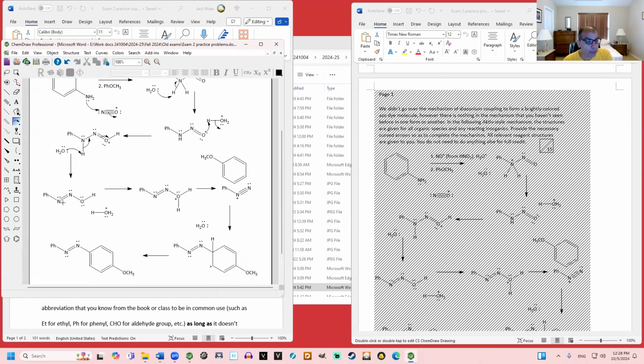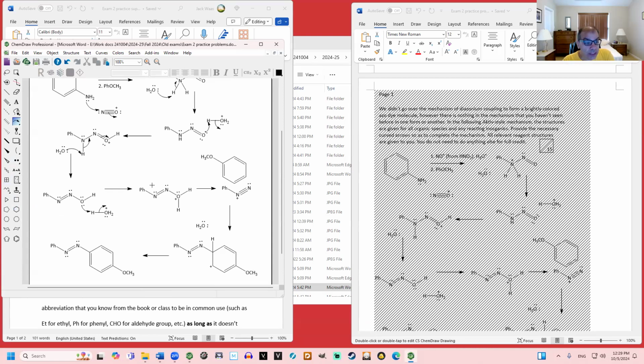Then if we compare this structure to the next one, we can see that we've protonated the oxygen. And that's straightforward to show. We start our arrow at the oxygen and end it at the hydrogen on the hydronium ion. And then as usual, we break the hydrogen-oxygen sigma bond and push the electrons onto the positively charged oxygen. That gives us a water molecule and the protonated species here.